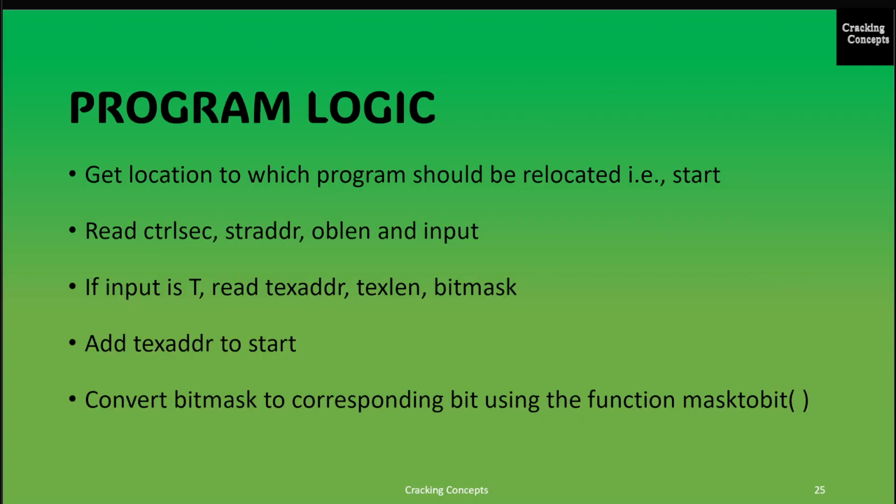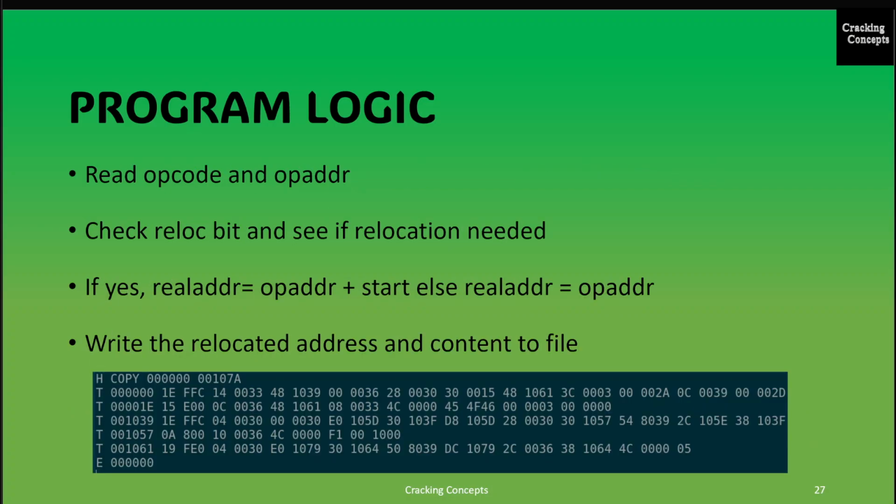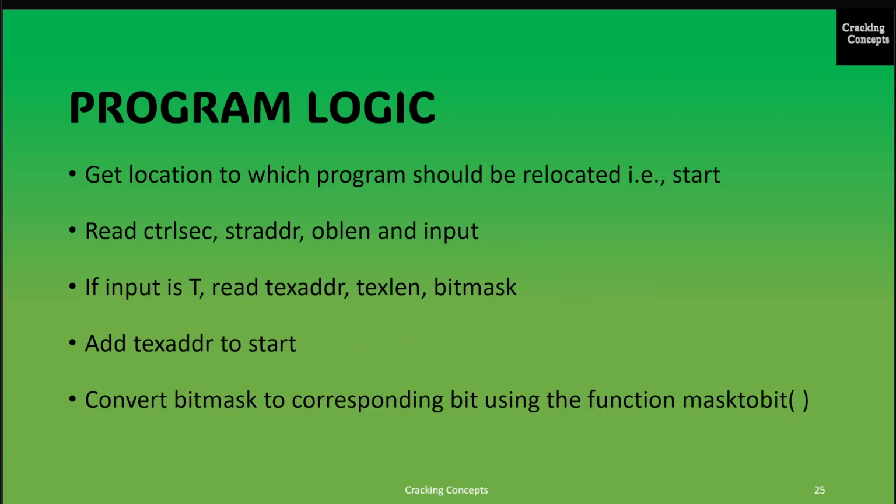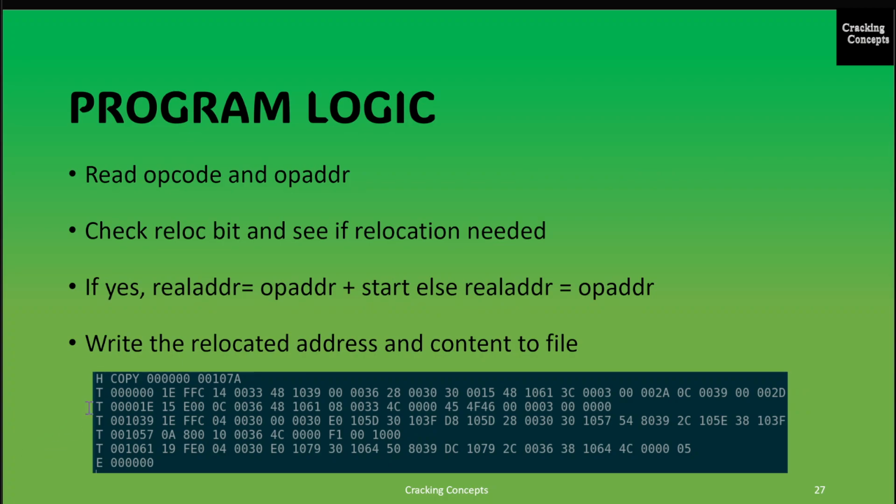Now this input will be reading the string in the next line because there is no string value following the length of the text record, which is T. So that will give an indication of what kind of record comes next, whether it's a text or not. Now if it is a text record, what are the values following it? It will be the text address, then we have the text length, and finally the bit mask there.